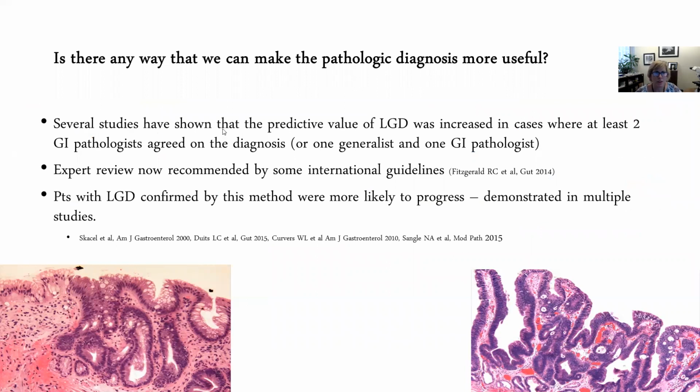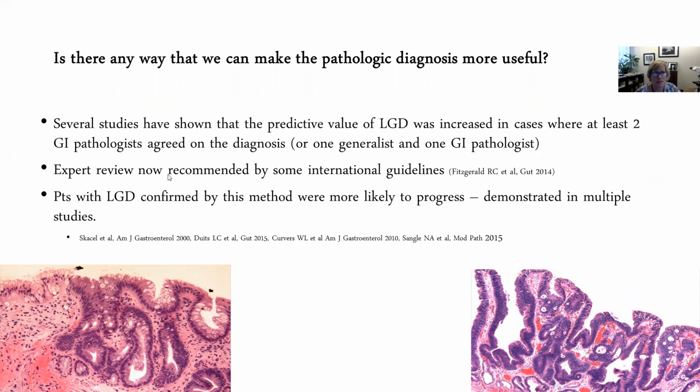There have been several studies now that show that the predictive value of low-grade dysplasia was definitely increased in cases where you had at least 2 people agreeing on the diagnosis. This is usually considered to be 2 expert GI pathologists, but sometimes is 1 generalist and 1 GI pathologist, which would be the most common situation when you have a diagnosis made in perhaps a peripheral center and sent in for review to an expert GI pathologist.